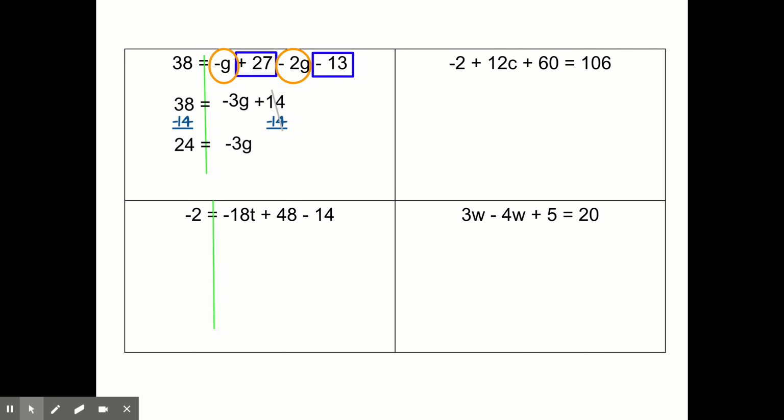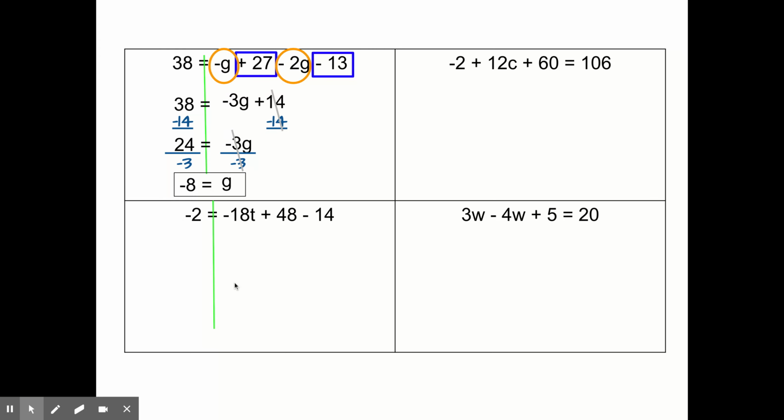We look at all we have left, and we have negative 3g. That's negative 3 times g. To undo multiplication, we divide. Of course, we do the same thing to both sides. Negative 3 divided by negative 3 is 1, so we're left with 1g, and a negative 8 on the other side, because 24 divided by negative 3 is negative 8. I'm going to box my answer so my teacher can see clearly where my answer is.